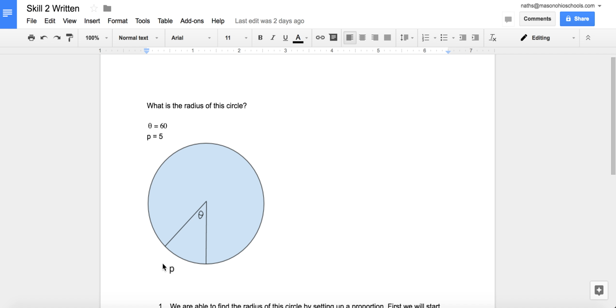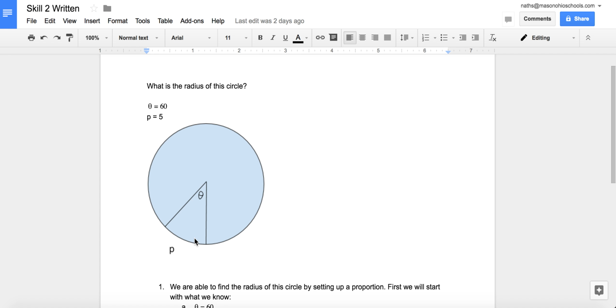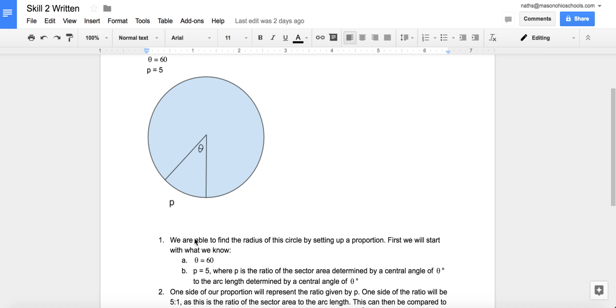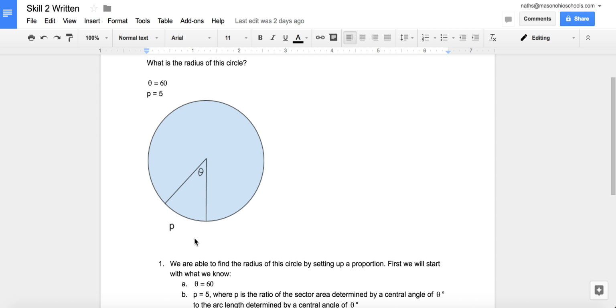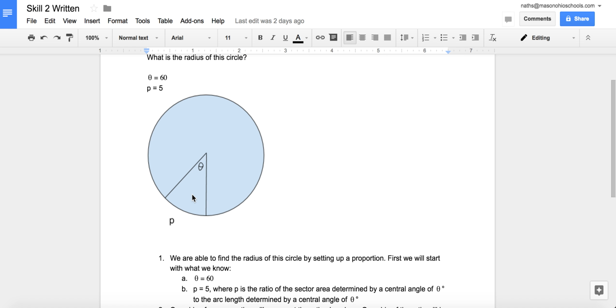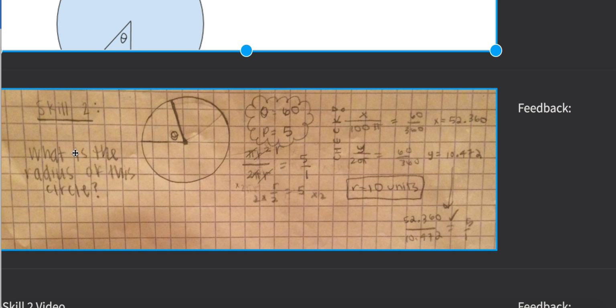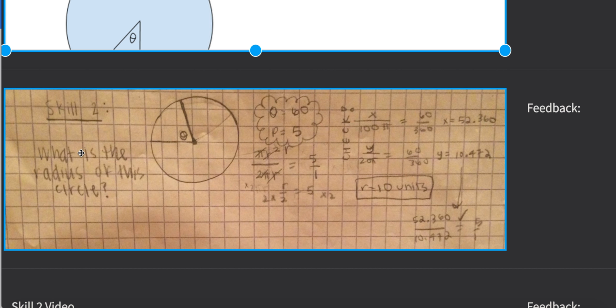P represents the area of this sector over the arc length of this little piece here. So that's what P is. It's a ratio, my bad. So basically I went about doing this by setting up a few proportions. You can see this in my mechanical work.